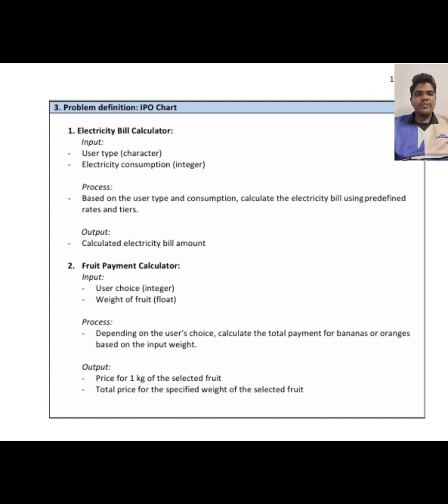So now we identify the problem first for the fruit payment calculator. First, the input: we get the user choice and the weight of the fruit. Then the process is, depending on the user choice, calculate the total payment for bananas or oranges based on the input weight. And lastly, the output: the price for 1 kg of the selected fruit and also the total price for the specific weight of the selected fruit.